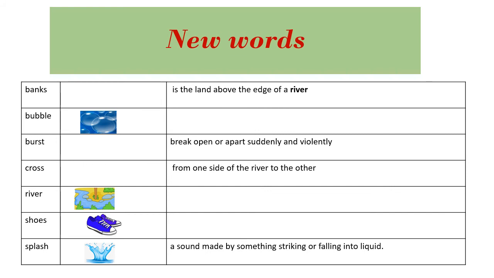It breaks open. Cross. Getting from one side of the river to the other, or getting from one side to the other. So you're basically crossing from one side to the other. For example, when we are going to a shop, if we are on one side of the road and the shop is on the other side of the road, we need to cross the road to go to the shop.